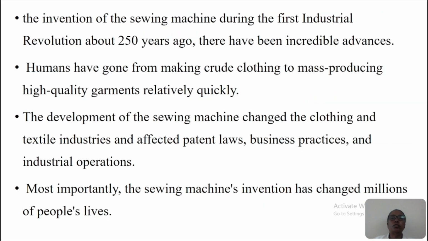Since the innovation of the sewing machine during the first industrial revolution about 250 years ago, there has been incredible advance. Humans have gone from making crude clothing to mass production of high quality garments relatively quickly. The development of the sewing machine changed the clothing and textile industries and affected patent laws, business practice, and industrial operations. Most importantly, the sewing machine invention has changed millions of people's lives.